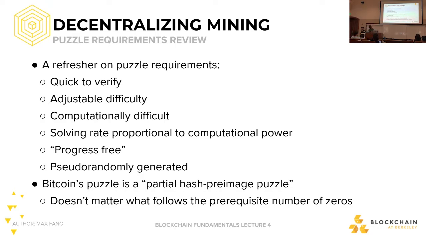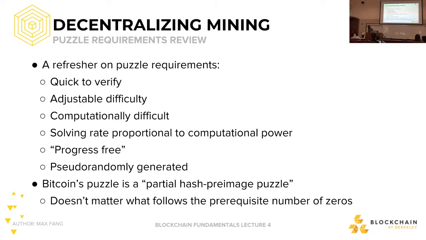Fourth, you need a solving rate that is proportional to computational power, which is essentially you need a way that you put in that work and then you know that there will be solutions, essentially.